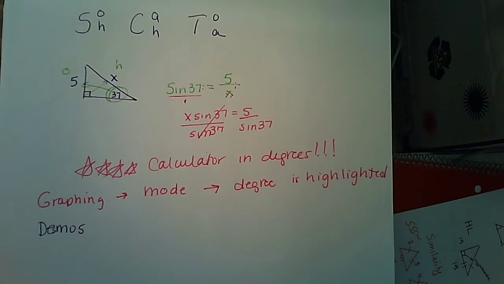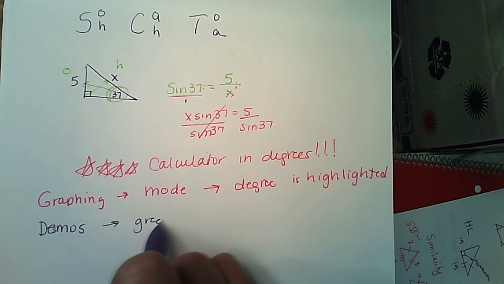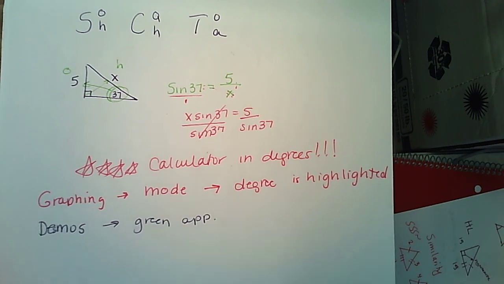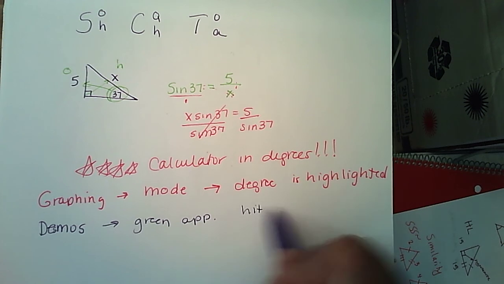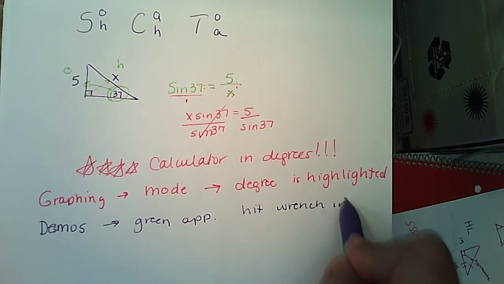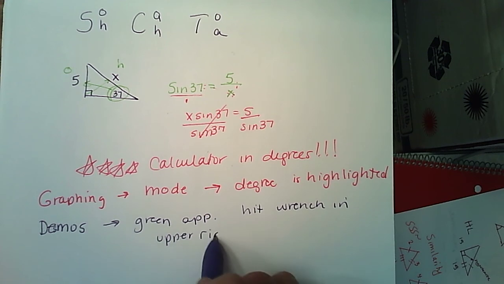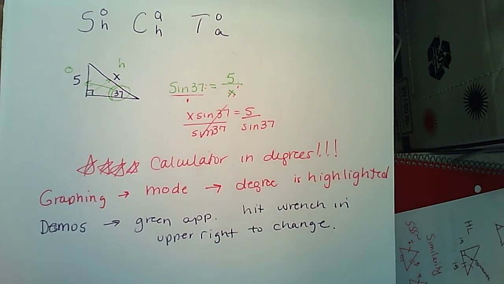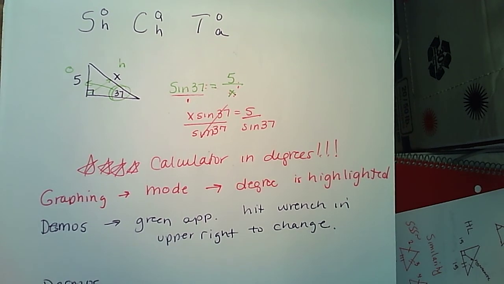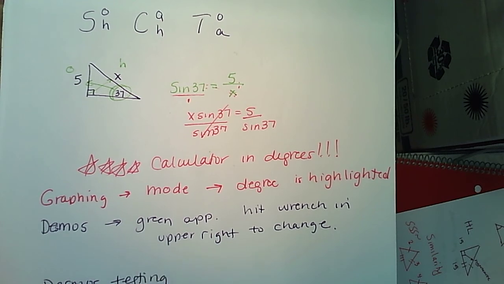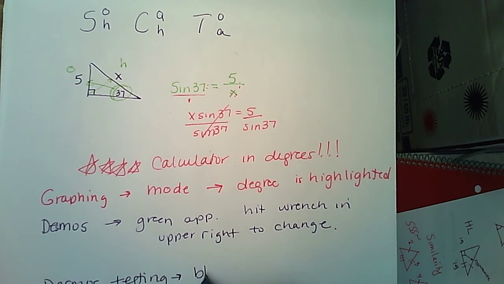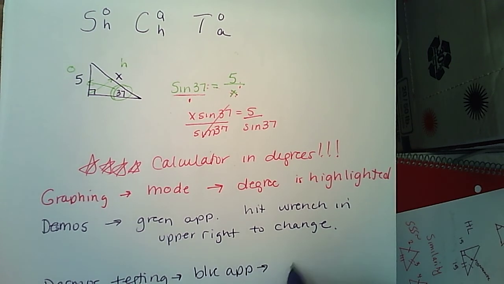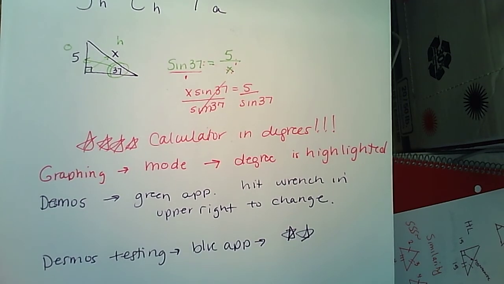That's when it's just in the regular old green app. That's the green shield. You have to hit a wrench in the upper right to change. But if you're in the Desmos testing, which is my blue app, you're good. The testing app automatically has you set to degrees, and I'll just show you that right away so you don't think I'm a liar.